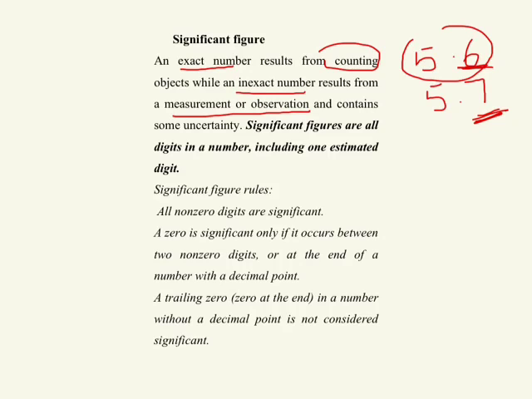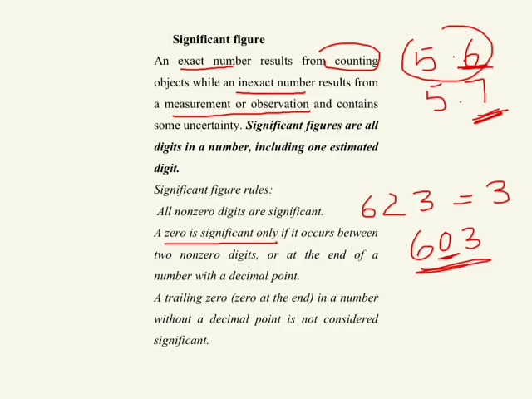Now the significant figure rules. First, all non-zero digits are significant. So let's say how many significant digits are in this number, 623? There are 3 significant digits here. A zero is significant only if it occurs between two non-zero numbers. For example, let's say 603. Is this zero significant? Yes. So how many significant figures are in this number? Again 3. Zero at the end: a 0 at the end is significant only if there is a decimal in the number. Otherwise, it's not significant. So right now we have 3 significant figures here.